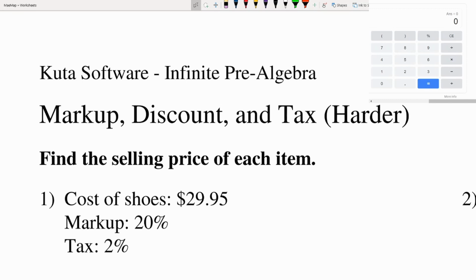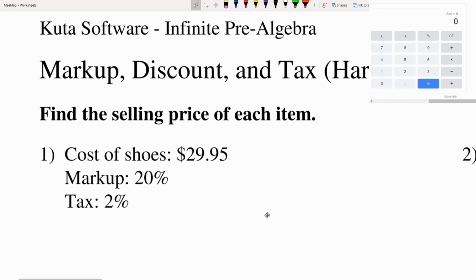Our instructions are to find the selling price of each item. Now if you haven't done so already, I recommend going to the Markup, Discount, and Tax easy worksheet and going through a couple of those problems before jumping into this one. In that previous worksheet, all we had to make was one change for each problem, whereas in this worksheet, we're going to have to do at least two every time.